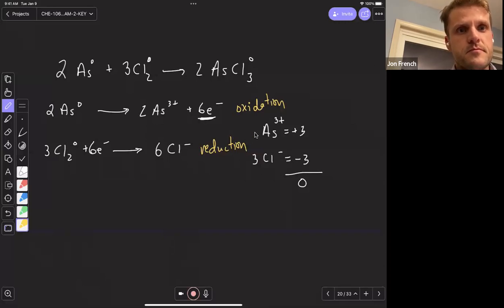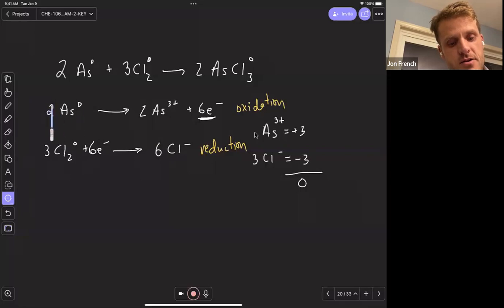Why is it 6 electrons? Because here I've got arsenic is neutral. I've got 2 arsenics at 0, so my total charge is 0. Here I've got 2 arsenics at 3 plus each, so the total is 6 plus. I can't create or destroy charge. So if the left side is neutral, the right side needs to be neutral as well. So if this is +6, I need to have 6 electrons to cancel that out.